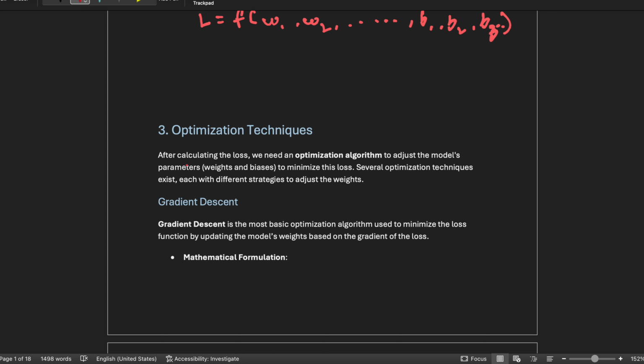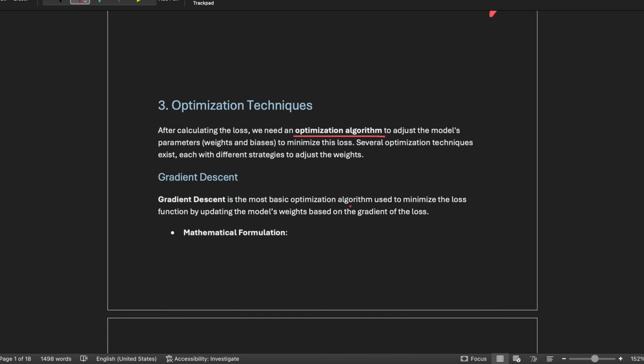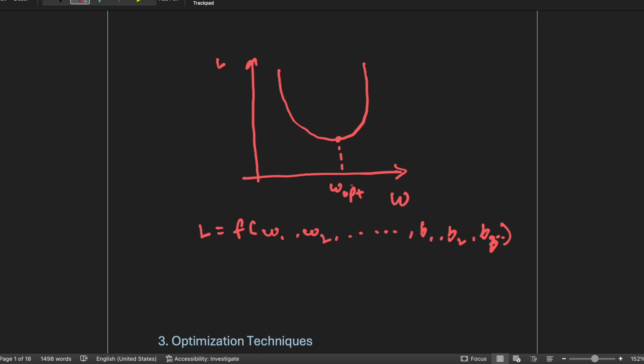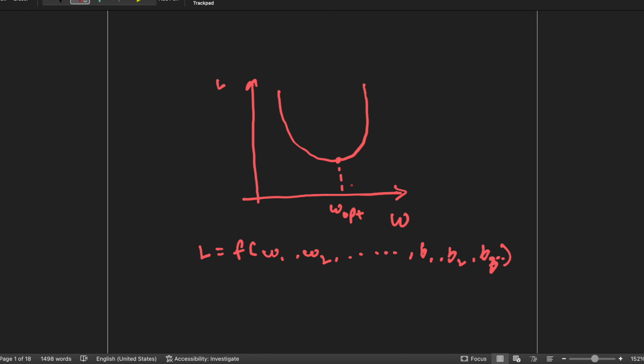Let's read a formal definition. After calculating the loss, we need an optimization algorithm to adjust the model's parameters, weights, and biases to minimize this loss. Several optimization techniques exist, each with different strategies to adjust the weights. It's the same thing I already told you here. I can make a 2D graph here, and I can show you a 3D graph.